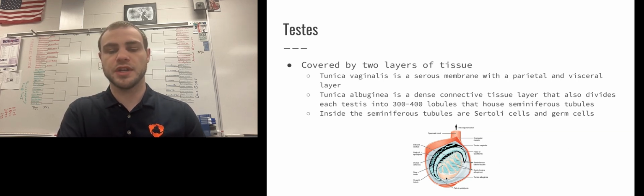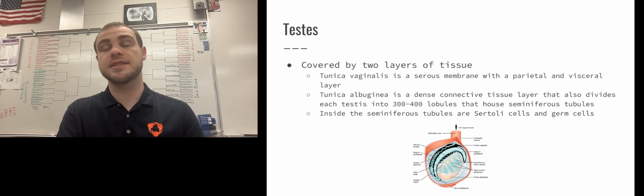So you can see this tunica albuginea and how it's going to be dividing each into the lobules that we see. Now, each testis has about 300 to 400 lobules, and inside each of those lobules are the seminiferous tubules. And within those seminiferous tubules are going to be the Sertoli cells and the germ cells, which we'll talk about on the next slide. But you can see the tunica vaginalis, how it's going to be wrapped around. It does have that parietal and the visceral side, and then the tunica albuginea responsible for separating each of the lobules.